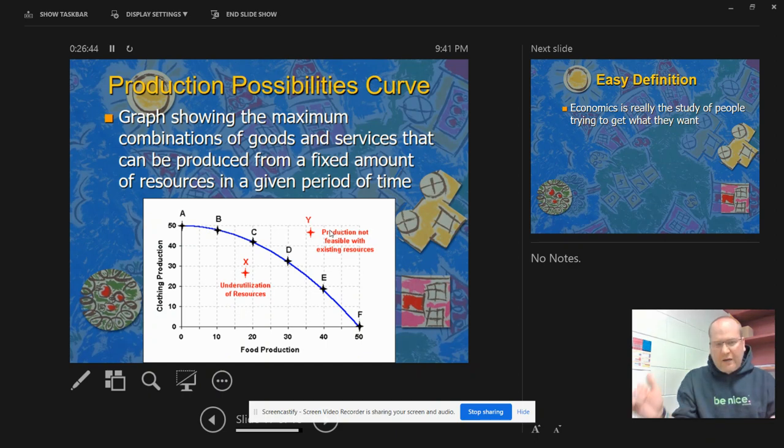And so they figure out if we make, let's say, 20 carloads or truckloads of food, follow that chart there over to 20 along the bottom line, the x-axis, then you go up to where it hits the curve. So they make 20 truckloads of food, they can still make 40 truckloads of clothing. And maybe that's what they need. So they've got to figure that out.